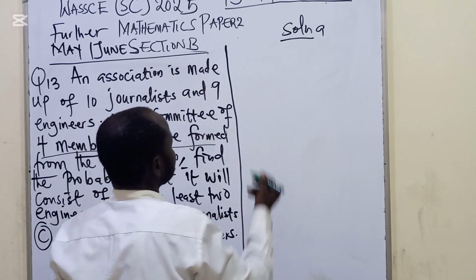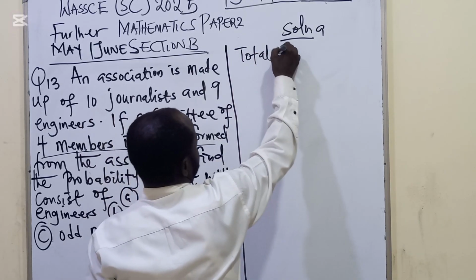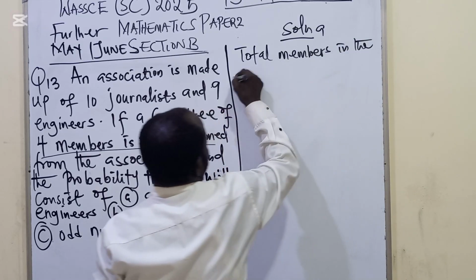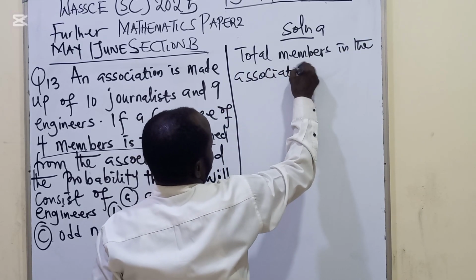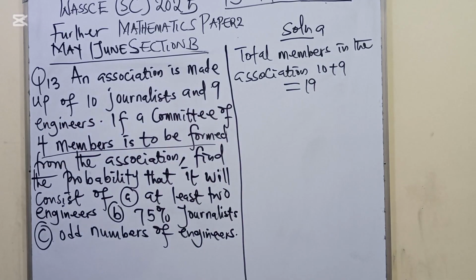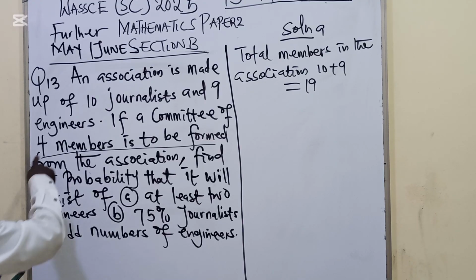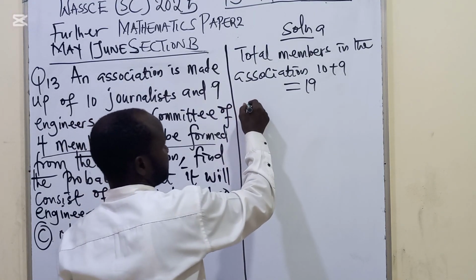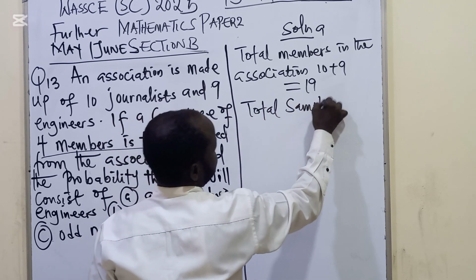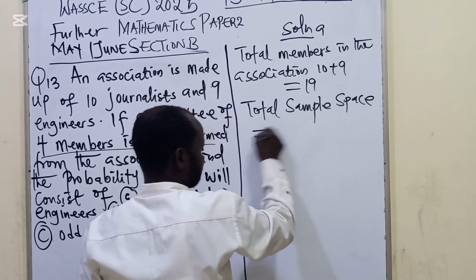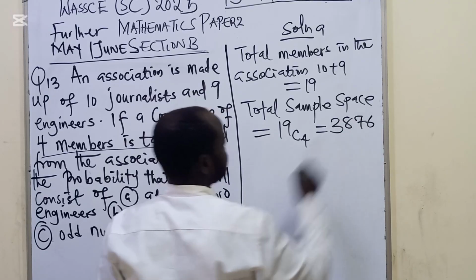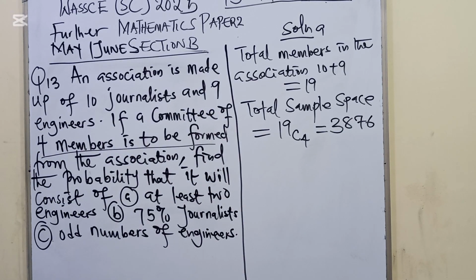But before we do that, let's find the total members in the association. How many people do we have? That will be 10 plus 9, that is 19. If there is no restriction, we can pick 4 out of this 19. Total sample space, because this is probability, will be 19 combination 4, which is 3876. So this will be the total sample space if there is no restriction.